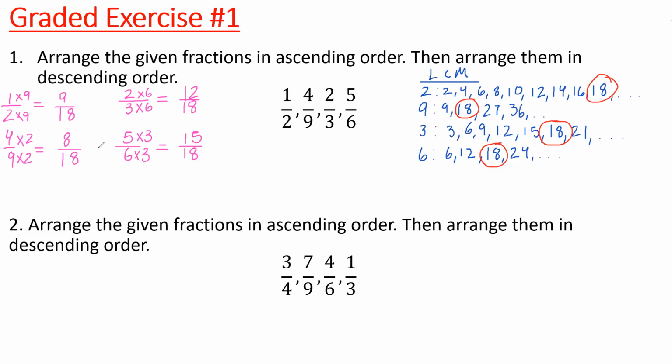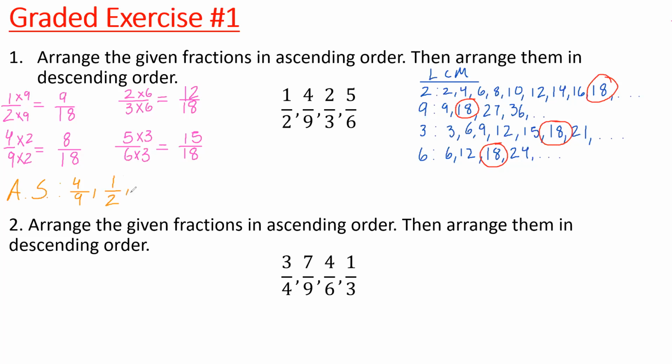And so if we were to write this in ascending order, we start from the lowest, which would be what? 4 over 9. What else? 1 over 2, a half, which is 9 over 18.